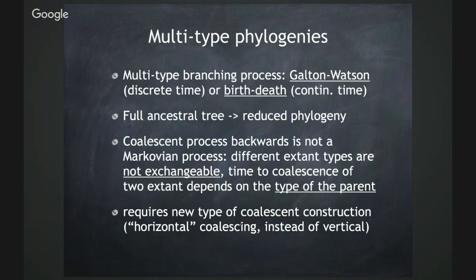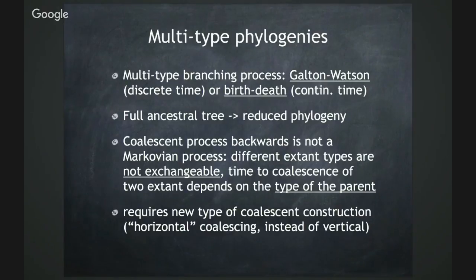So the mathematical processes that are appropriate for modeling here are either discrete time processes, so multi-type Galton-Watson processes, or continuous time, which is much more common. But there are multi-type birth and death processes, meaning that the birth and the death rates both depend on the state of the parent. And then, of course, one goes forward in time and has a full ancestral tree, and then from it obtains the reduced phylogeny, as in the figure on the previous slide.